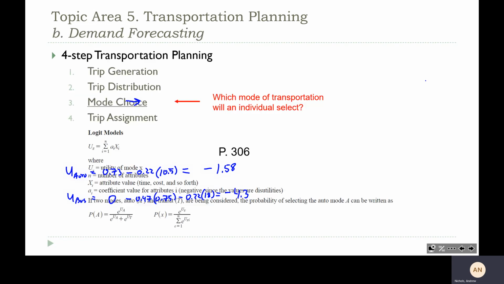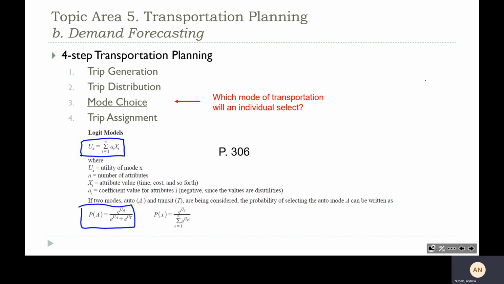Okay, so now let's jump back and look at the equations again. So the utility, this is just a generic form of the utility model. You're going to be given a specific equation if you have a problem like this. But now we need to jump down and use this equation. So P is giving the probability of selecting mode A. So auto mode A is given here, assuming that in this example, you're choosing between auto and transit, but it's really two different types of transportation.